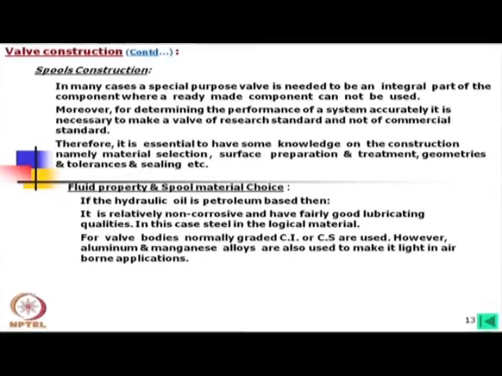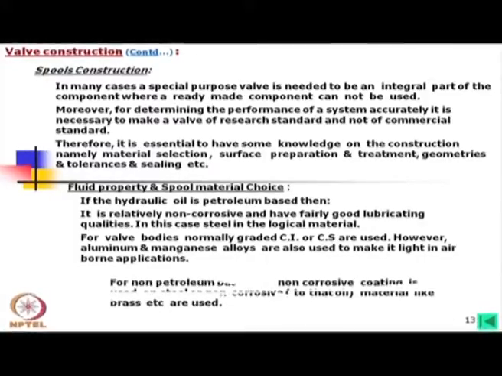However, aluminum and magnesium alloys are also used to make it light in airborne applications. For non-petroleum based oil, a non-corrosive coating is used on steel, or a material non-corrosive to that oil, like brass, etc., is used.